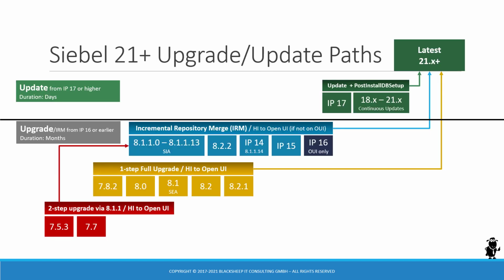And if you are not yet on IP17 or higher, then it's an upgrade and not an update. So in the lower section of the screen, you see the upgrade options. So the older the version that you come from, the more complex and time-consuming the upgrade process will be. We measure upgrades or incremental repository merge from any version prior to IP16 in months of duration, as you have to do a lot of things to get everything up and running.